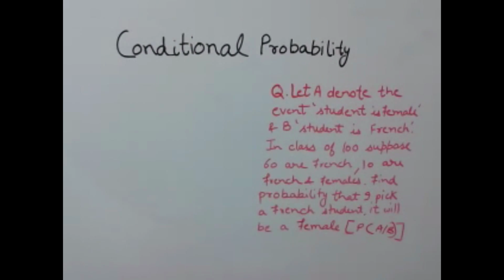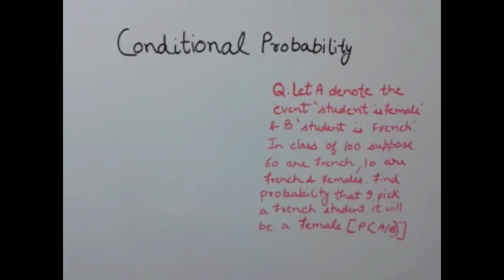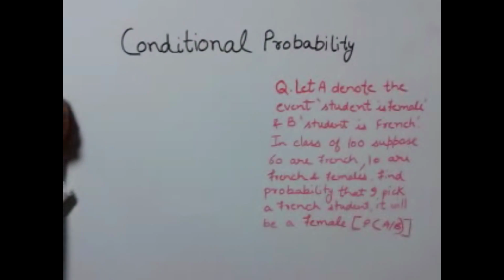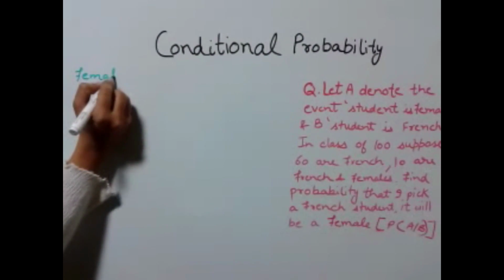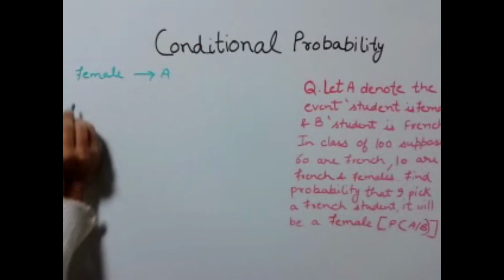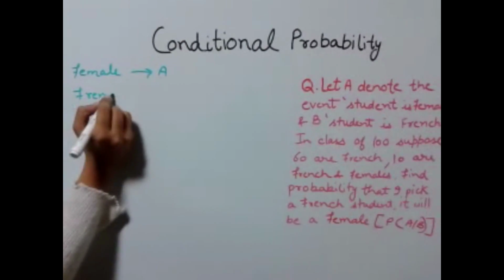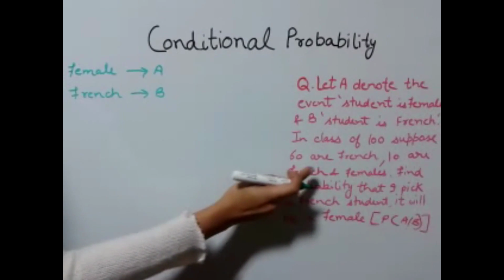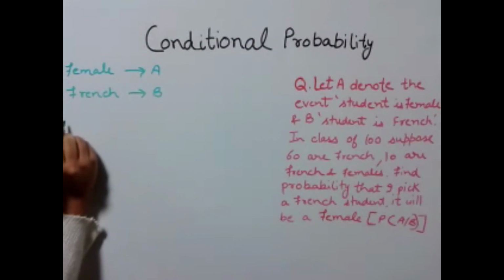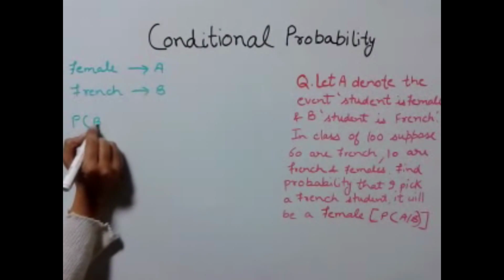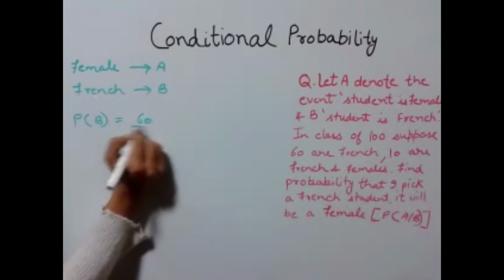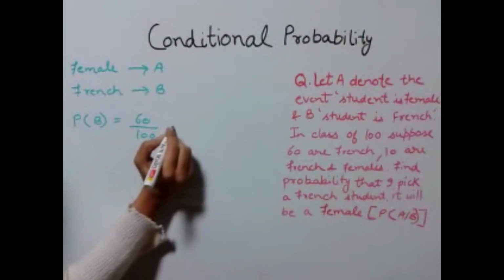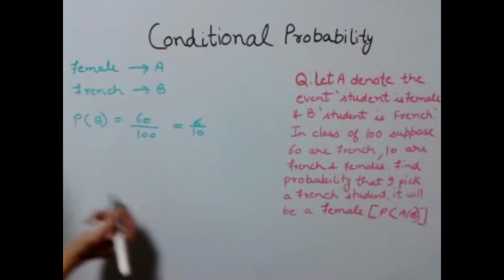That is, we need to find out the probability of A given B. Let's solve it. It is given that if a student is female, it is denoted by A. So, female is denoted by A and French is denoted by B. In a class of 100, 60 are French. So, probability of B, that is probability of French, would be 60 by 100, as number of French students are 60 and total number of students are 100, which will give us 6 by 10.